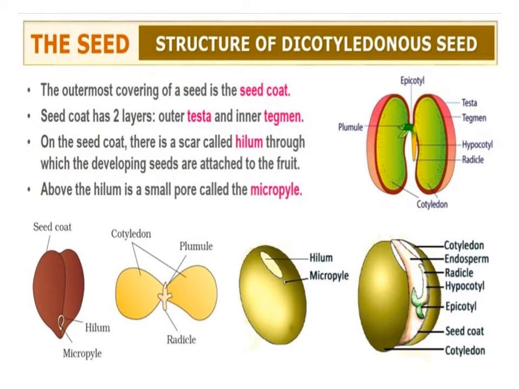Structure of dicotyledonous seed. The outermost covering of the seed is the seed coat, which consists of two layers, the outer testa and the inner tegmen. A small scar called the hilum present on the seed coat represents the point where the developing seed was attached to the fruit. Above the hilum is a small pore called the micropyle.